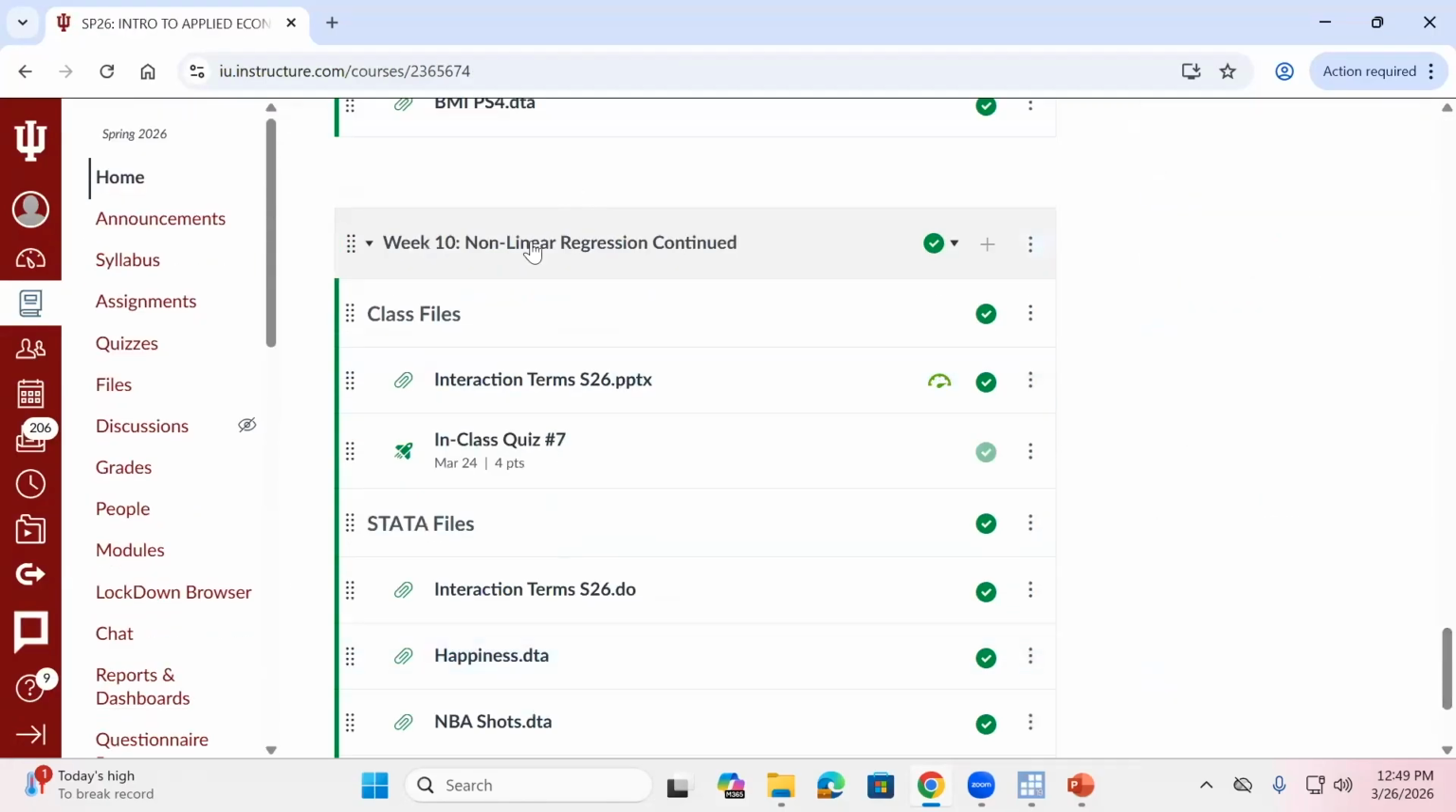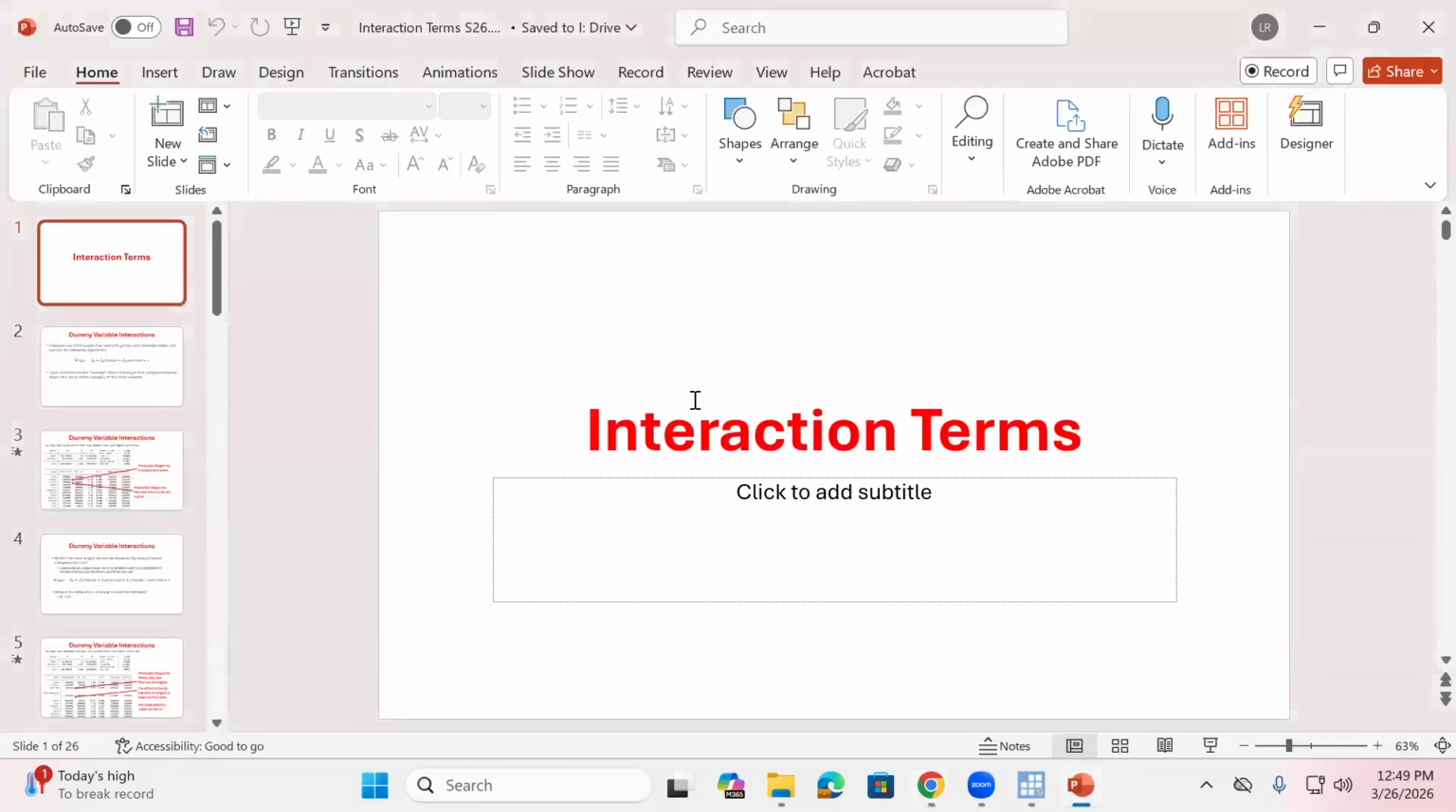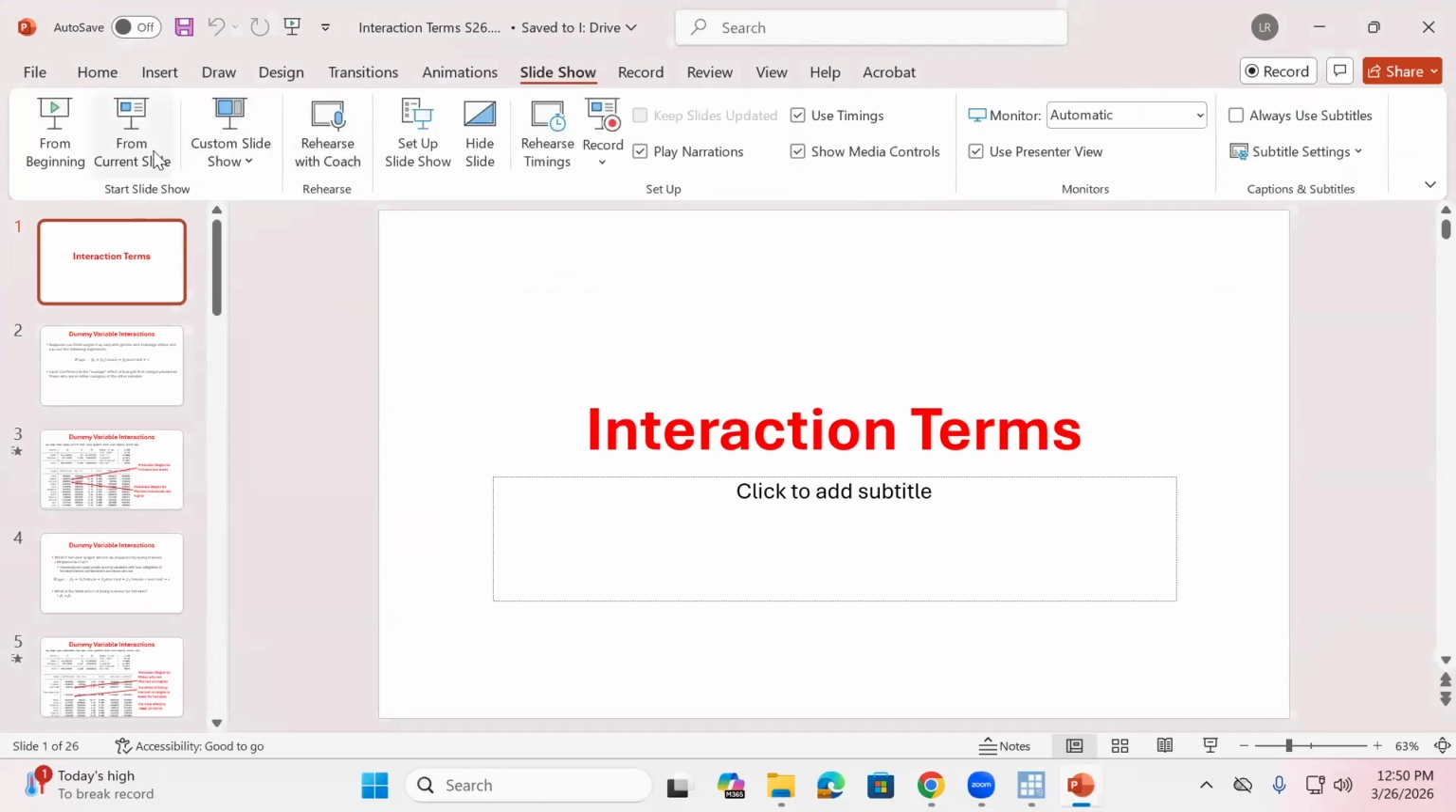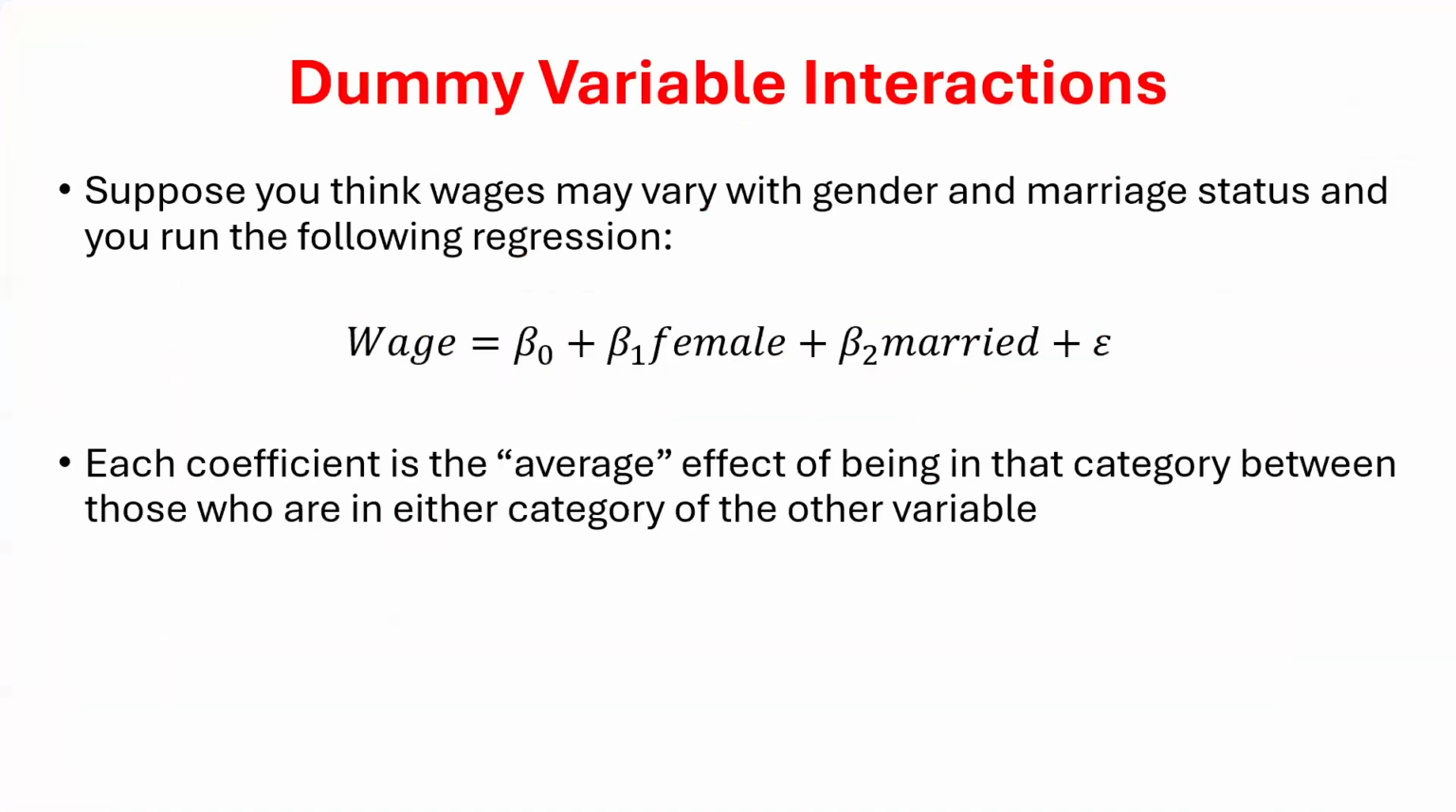So week 10, nonlinear regression continued, which we really could call interaction terms, as that is the next topic that we're going to cover, right? It's still looking at nonlinear relationships, but it's going to be a little bit different than what we were talking about, looking at natural log models or squared models. So let's get started, okay?